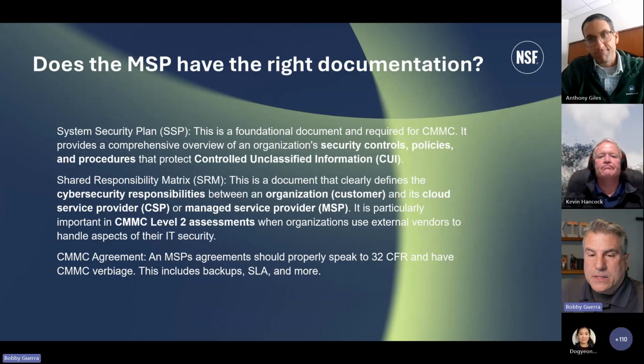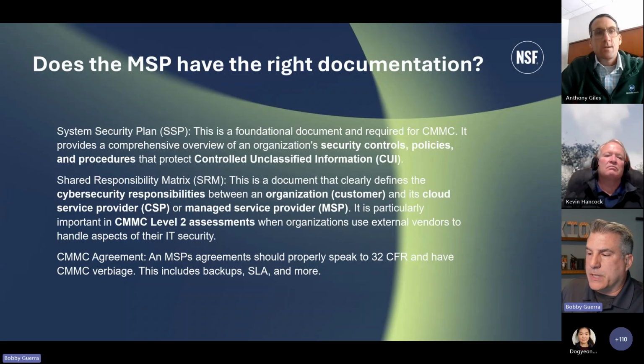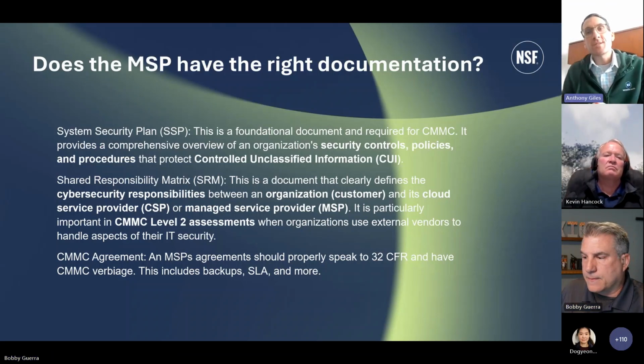Yes. Now, the shared responsibility matrix, where do you see, Tony, in the audit? Would you see that coming into phase one? I think so. I think you would want to look at that to at least some extent in phase one in the audit. You're looking at the SSP, you're looking at the shared responsibility matrix, you're starting to gather those artifacts in phase one.